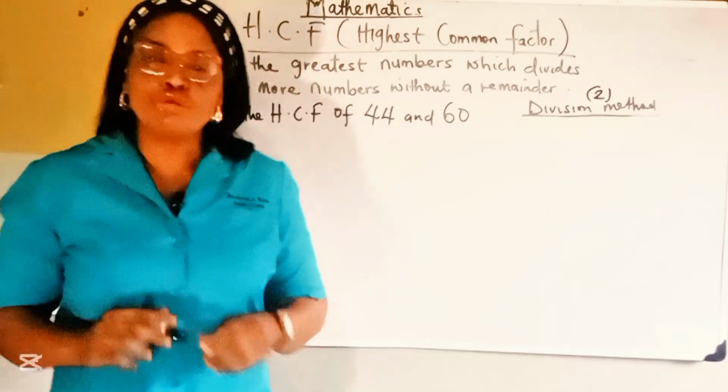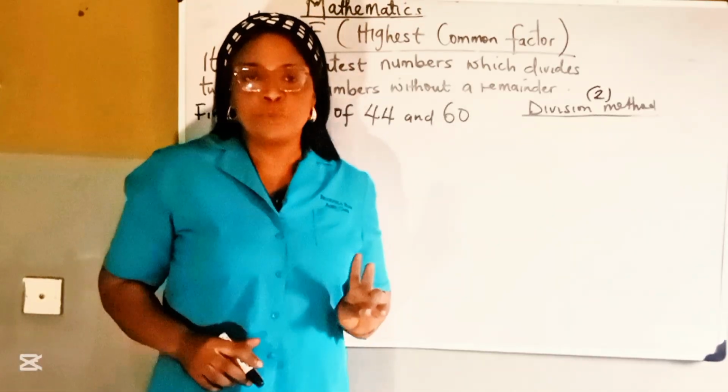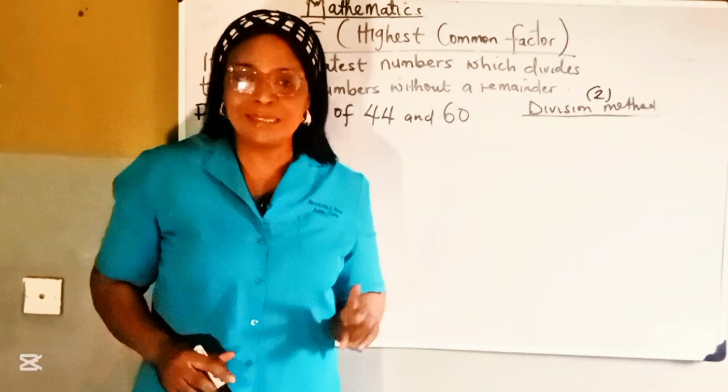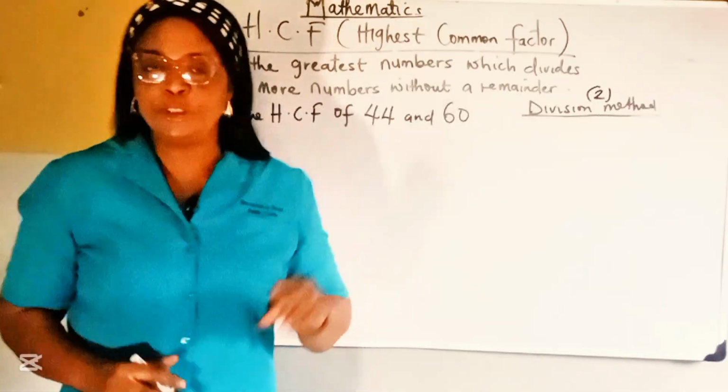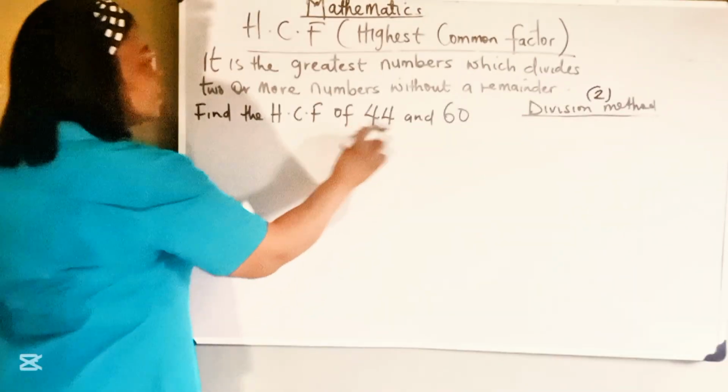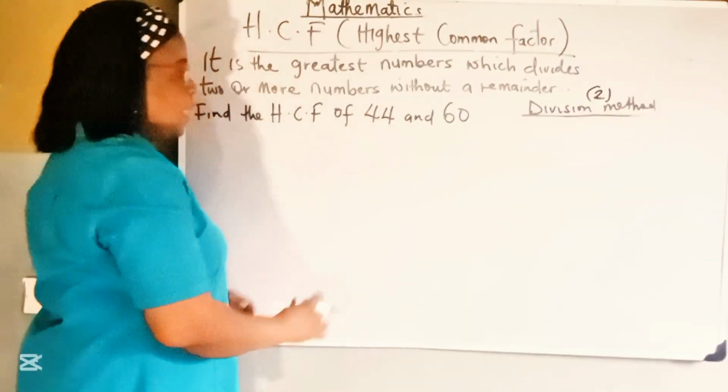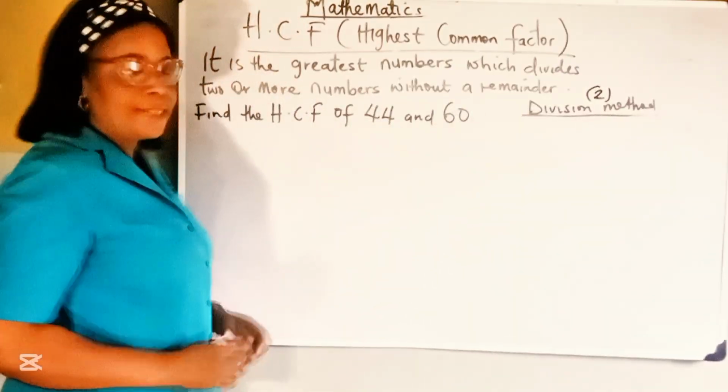So we're going to look at two different methods. The first method is by listing all the factors, and the second method is by division method. So let us list the factors of 44 and also the factors of 60.